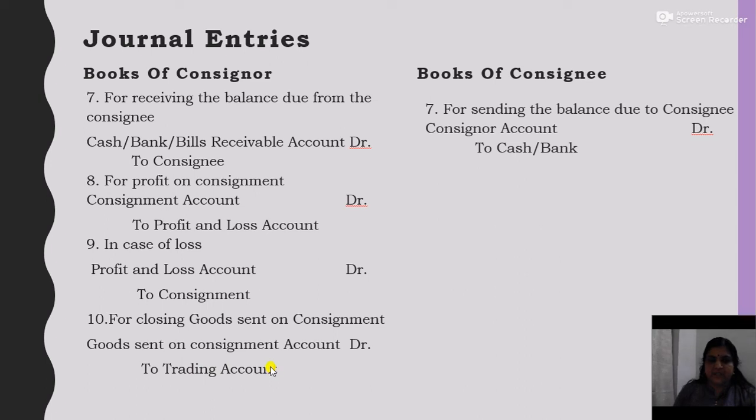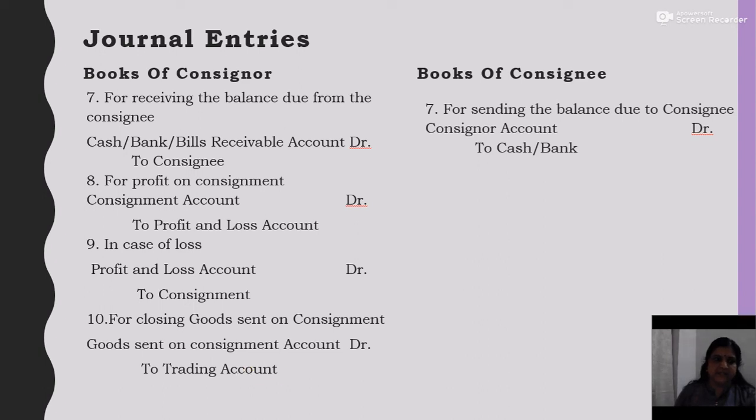Now, when the goods are being sent, the journal entry was consignment account debtor to goods sent on consignment. So for the purpose of closing the goods sent on consignment, the journal is goods sent on consignment account debtor to trading account. So these are the journal entries in the books of consignor and consignee.